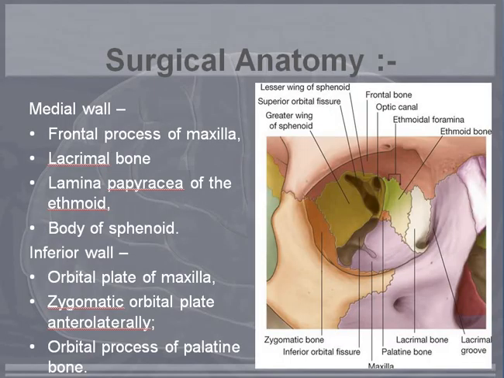So let us talk about the surgical anatomy. This is the medial wall, the lateral wall, the superior and the inferior wall. The medial wall basically comprises the frontal process of the maxilla, the lacrimal bone, the lamina papyracea of the ethmoid and the body of the sphenoid, whereas the inferior wall comprises the orbital plate of the maxilla, the zygomatic orbital plate anterolaterally, and the orbital process of the palatine bone.